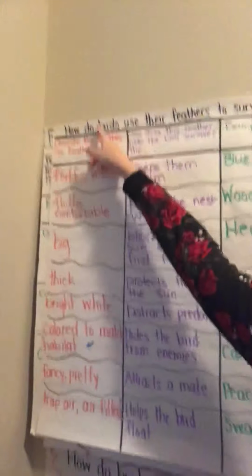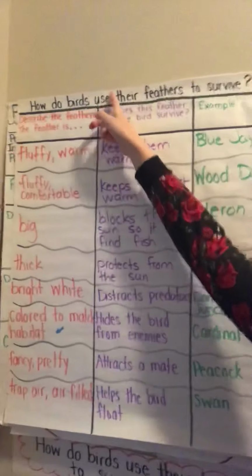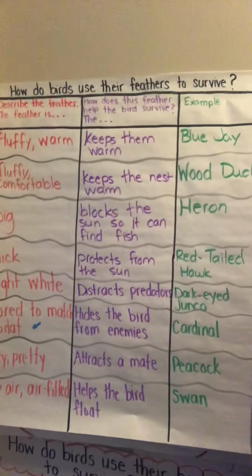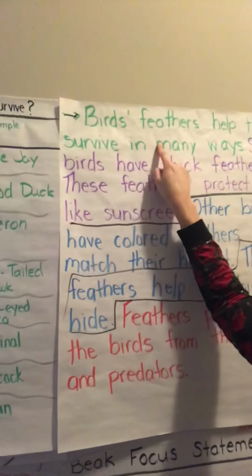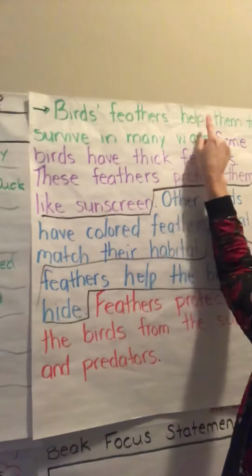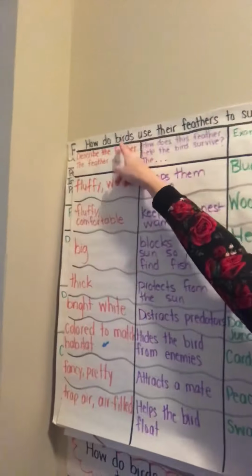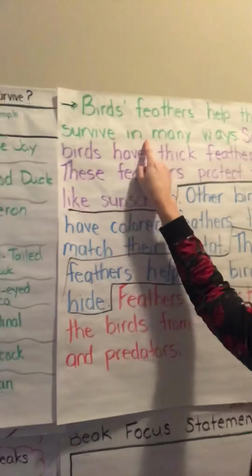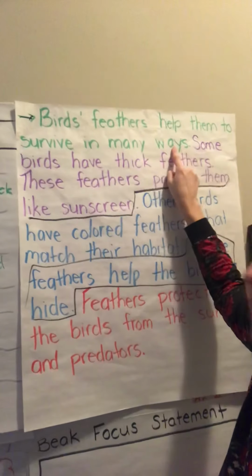So let's get started. When we wrote our feathers paragraph, we had a focus question. It said, how do birds use their feathers to survive? So from this question, what were we going to be writing about? Right, how feathers help birds survive. So we took this question to help us start our paragraph with our focus. We said birds' feathers help them to survive in many ways. So all we did is we took the question, how do birds use their feathers to survive, and turned it into a sentence, a statement, saying birds' feathers help them to survive in many ways.